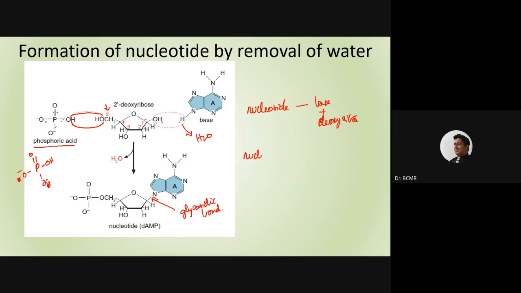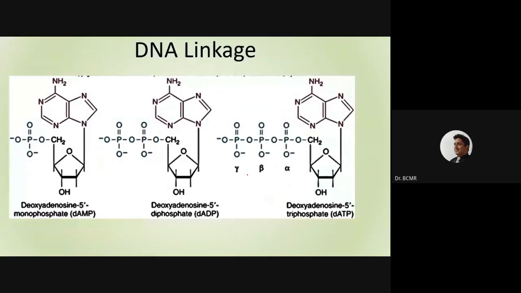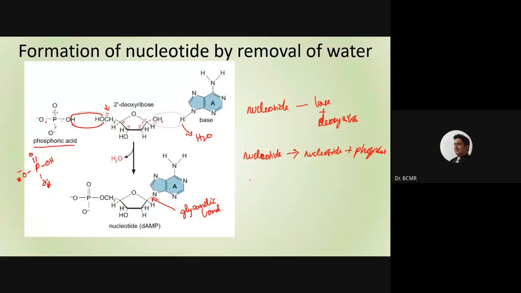So what is a nucleotide? A nucleotide is a nucleoside plus a phosphate group. Okay, now we have the monomers that are required to form DNA or RNA, the polymer. DNA and RNA are polymers of these subunits. What are they? I think we will see it in the next slide, but I will just give it here.